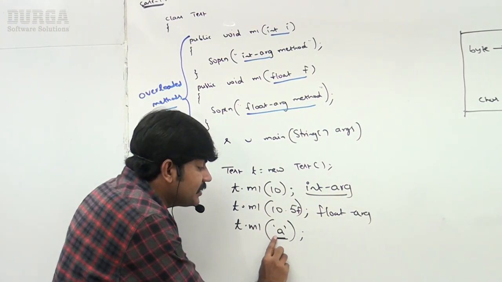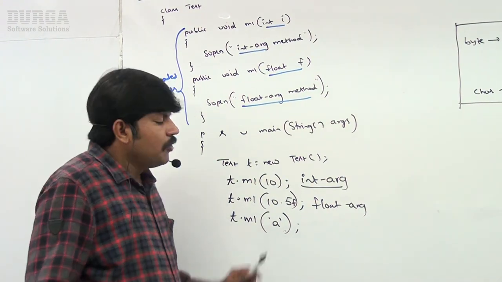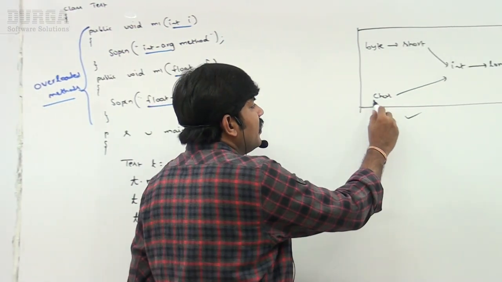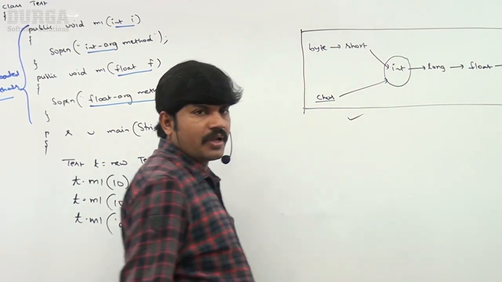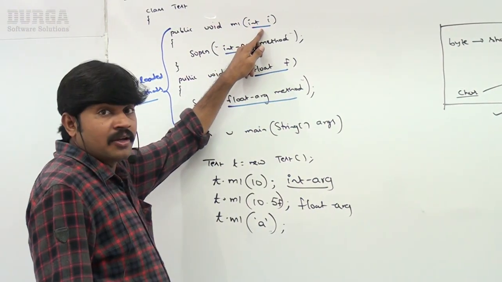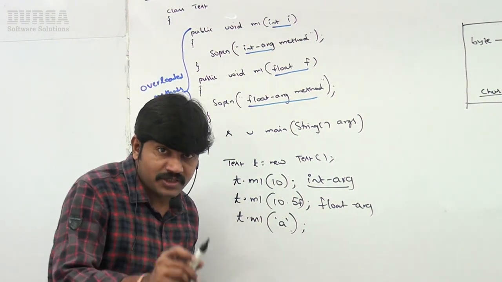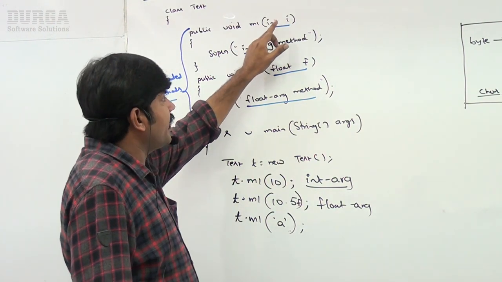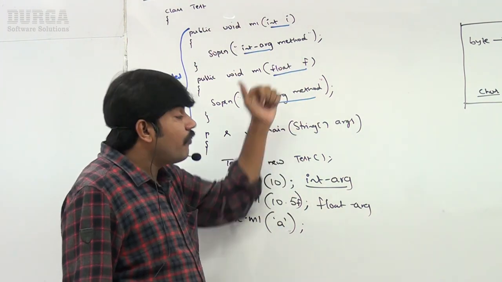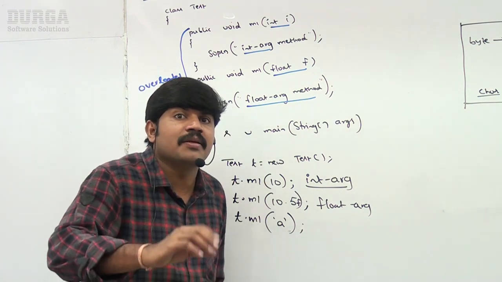So, in overloading, if an exact matched method is not available, the compiler won't raise a compile time error immediately. First, the compiler promotes this argument to the next level. Char can be promoted to int type. After promoting to the next level, it will check: is there any method which can take int type as the argument? If there is, yes, the compiler will give the chance to that method. Now what is the answer we are going to get? The int argument method. So this is called automatic promotion in overloading.